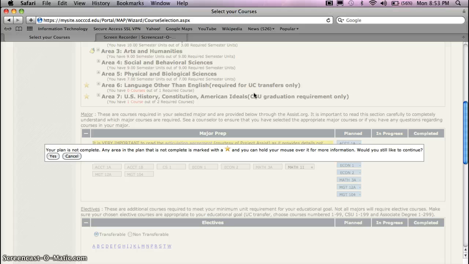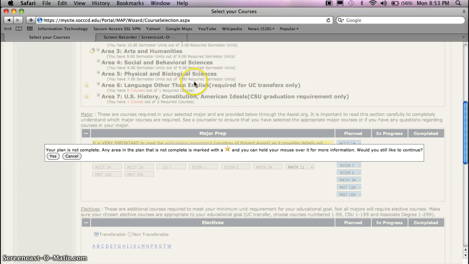I'm going to go ahead and account for this area by sending an official high school transcript to admissions and going to the counseling center to demonstrate that I took 2 years of the same language in high school and got a C or better in order to meet that requirement.